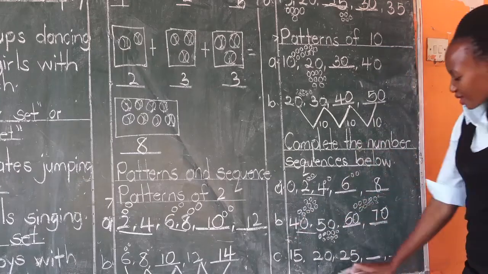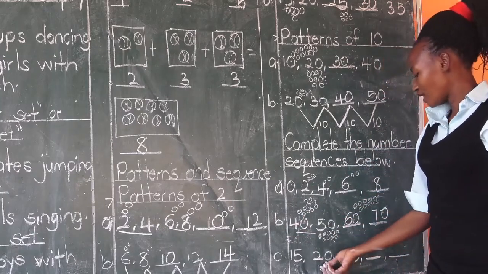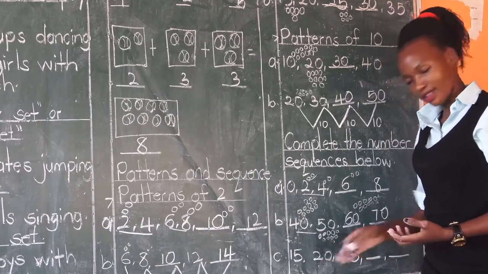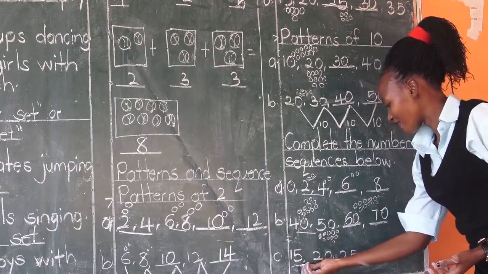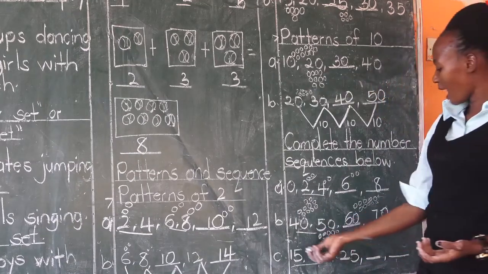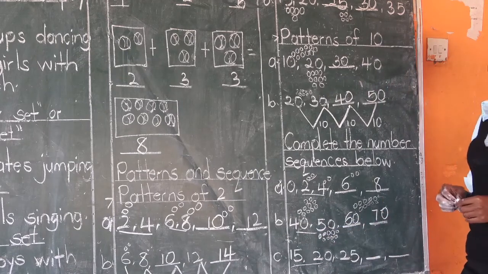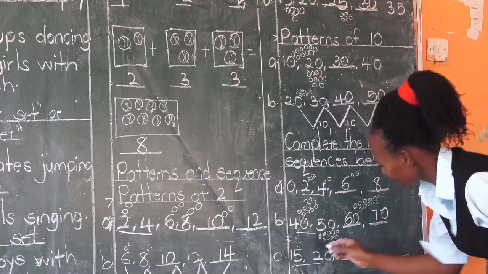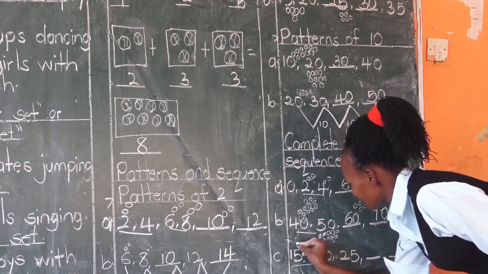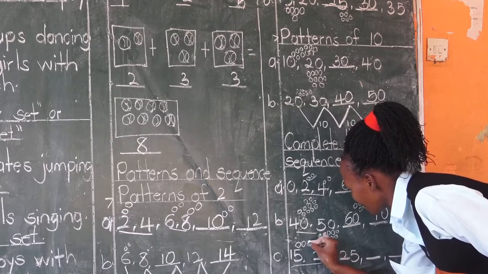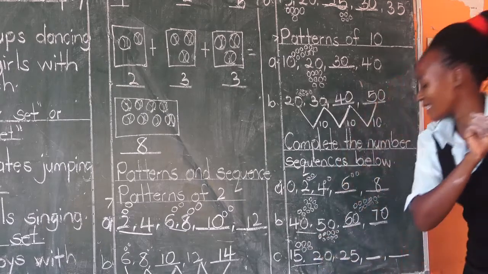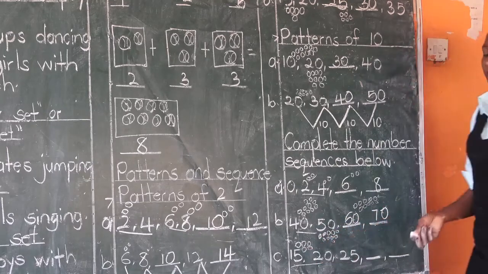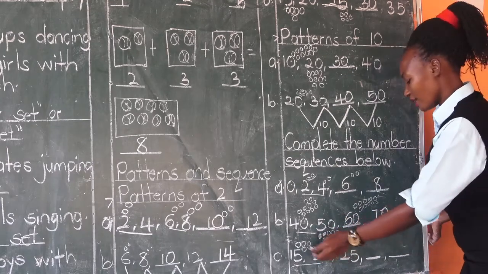Now let's find out this one. We have 15, 20, 25. How many did they add on this to get this? Let's take these two numbers, 15 and 20. We are going to find out the difference, all the numbers they were adding. Now this is 15. 15 in our head. 16, 17, 18, 19, 20. 1, 2, 3, 4, 5. They've been adding 5 to get this.